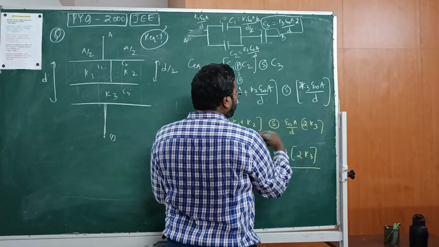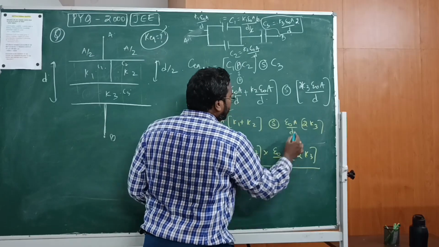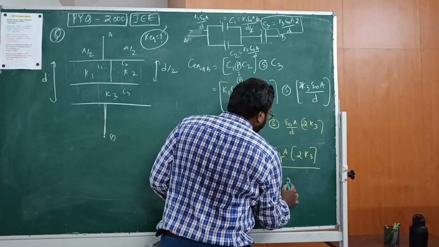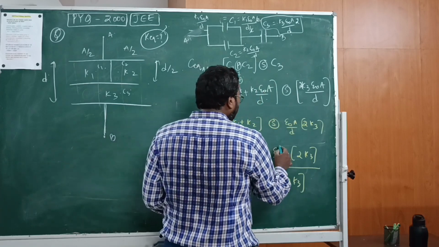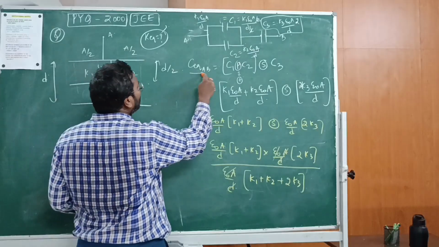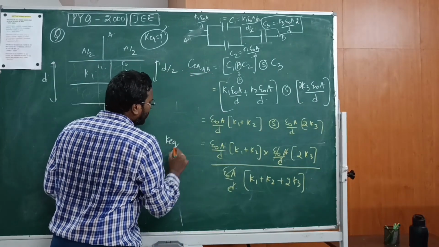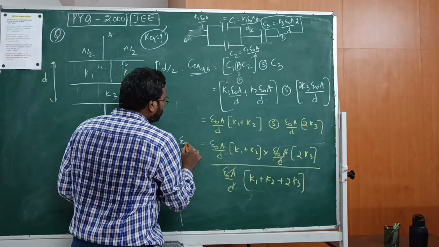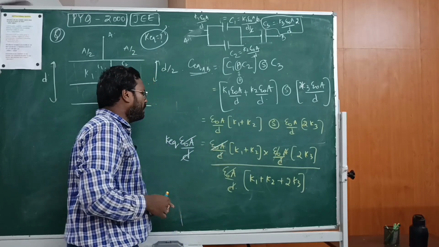Summing means epsilon naught A by D is going to be constant. So we get K1 plus K2, this is going to be constant, plus 2K3. One of these epsilon naught A by D will be cancelled, and C equivalent across AB we can write as K equivalent into epsilon naught A by D. This epsilon naught A by D can be cancelled.